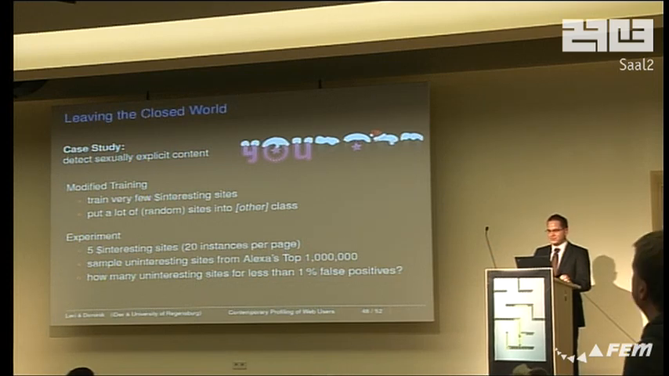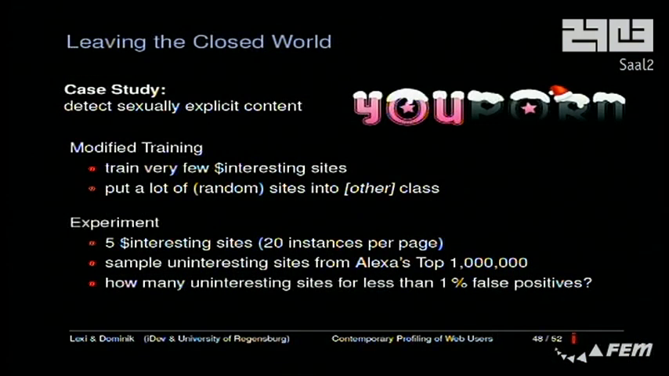What I was talking about so far was everything under the closed world assumption, meaning the classifier was only presented websites it had been trained on beforehand. So the classifier was always trained with 775 pages, and then it had to classify 775 different traffic samples. That's not really realistic, right? Because in the real world, you got billions of pages, and only a very few of them are interesting. So that's why we left the closed world and put it into an open problem.